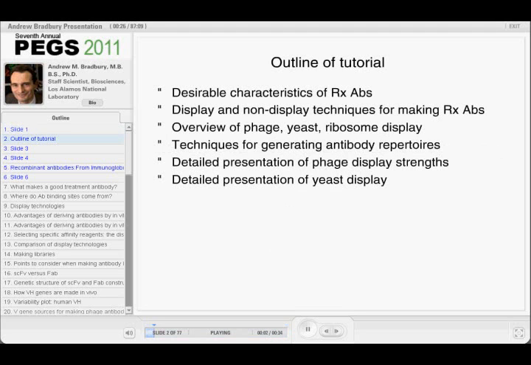So what I'm going to talk about is the desirable characteristics of treatment antibodies, various display and non-display methods for getting antibodies, an overview, very brief, of phage, yeast, and ribosome, and then Jim will take over. I'll predominantly concentrate on phage, and Jim will predominantly talk about yeast. Then there'll be techniques for generating antibody repertoires, a detailed presentation of phage display strengths, and then Jim will give the detailed presentation of yeast display.